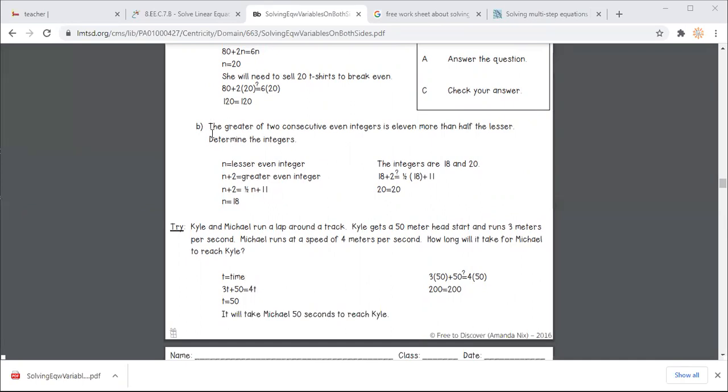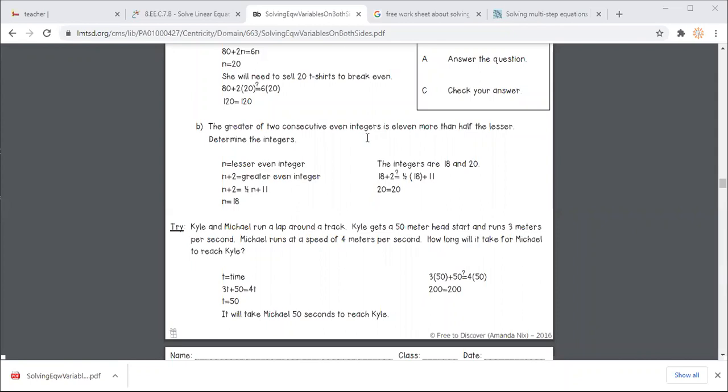The greater of two consecutive even integers. What is the meaning of consecutive even integer, grade 8? The word consecutive means what? Consecutive means comes after each other. But in this question, he said even. Do you remember odd and even numbers? What are the odd numbers?